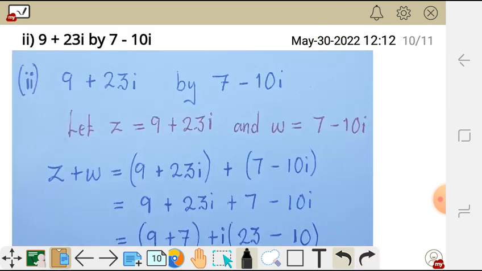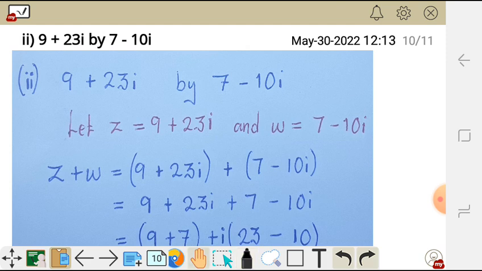So let's move on to number 2, which is 9 plus 23i added to 7 minus 10i. We use the same method where we say z is equal to the first complex number and w is equal to the second complex number. Remember, you can use any letter of your choice, but as long as you follow the steps, you are going to arrive at the right answer. Since we are adding z plus w, we put our z in brackets, plus this part here, which is our w.